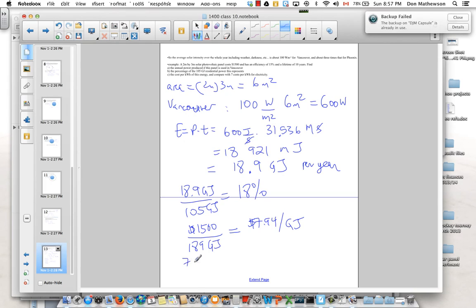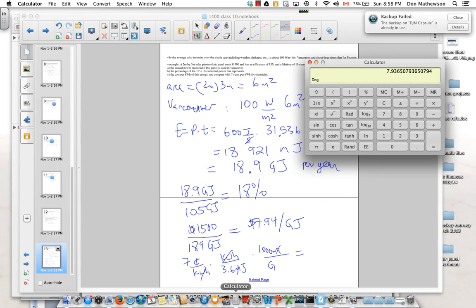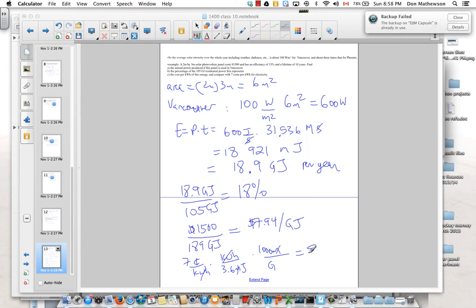But 7 cents per kilowatt hour. Now, a kilowatt hour is 3.6 megajoules. And there's 1,000 megajoules in a giga. So mega will cancel, kilowatt hours will cancel. So this is 7,000 cents or $70 divided by 3.6. So let's see what that is. 70 divided by 3.6. That's $19.4 per gigajoule.